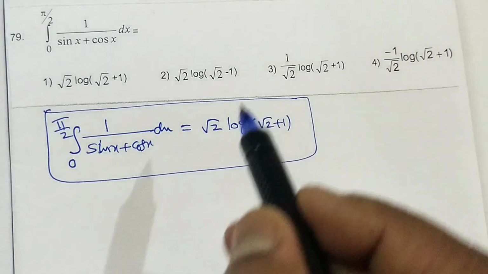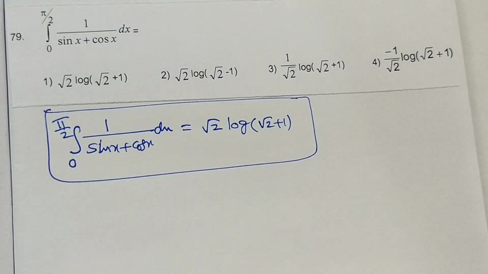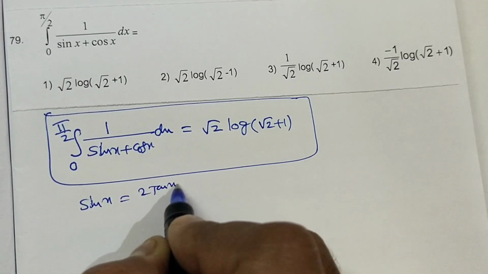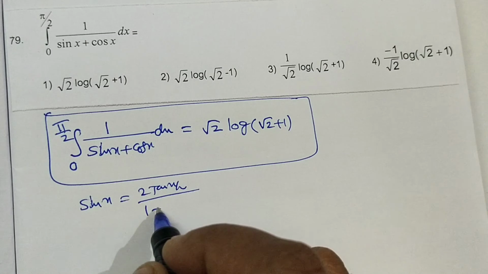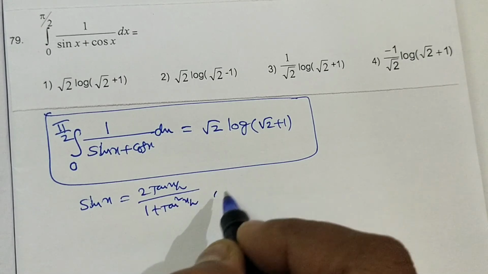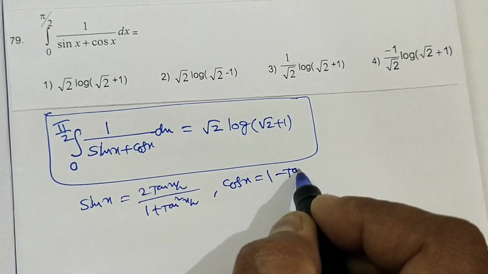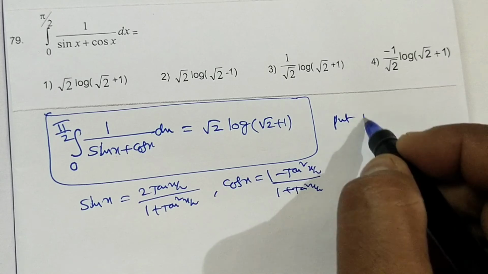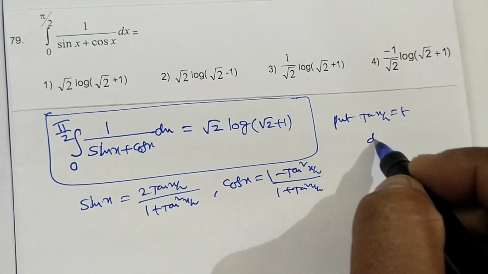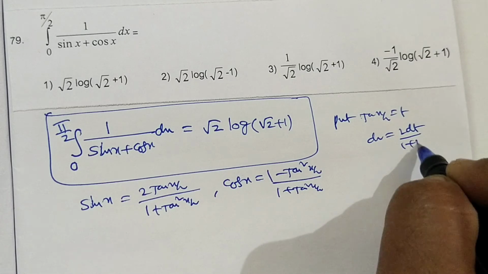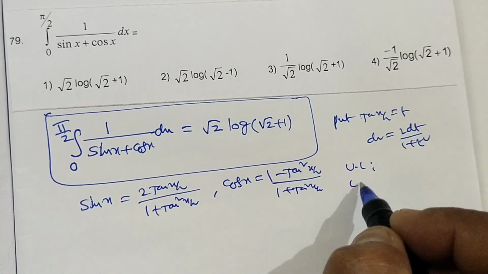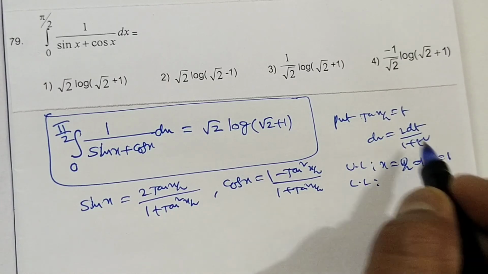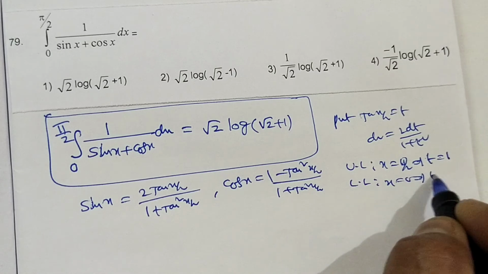First what we have to do, sin x and cos x in terms of tan x by 2. 2 tan x by 2 by 1 plus tan square x by 2, and cos x is equal to 1 minus tan square x by 2 by 1 plus tan square x by 2. After that, put tan x by 2 is equal to t. So dx is equal to 2 dt by 1 plus t square. So upper limit and lower limit also will change. When x is equal to pi by 2, t is equal to 1, tan pi by 4. X is equal to 0, t is equal to 0.